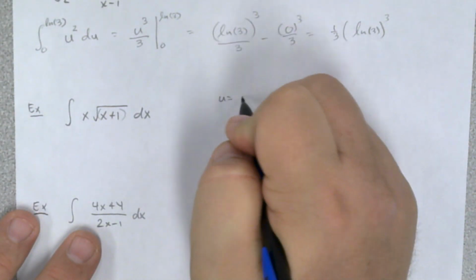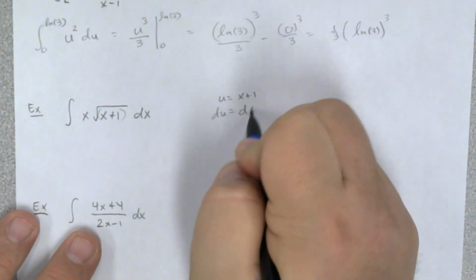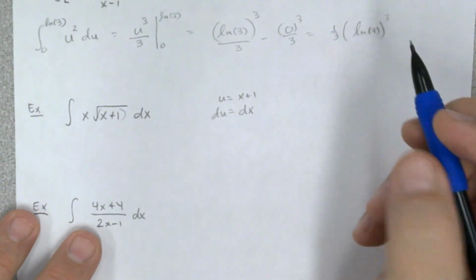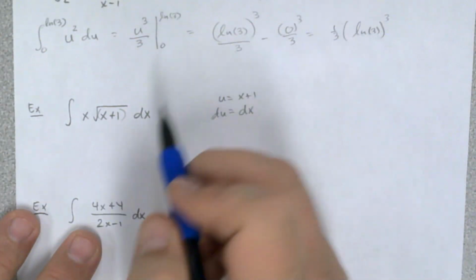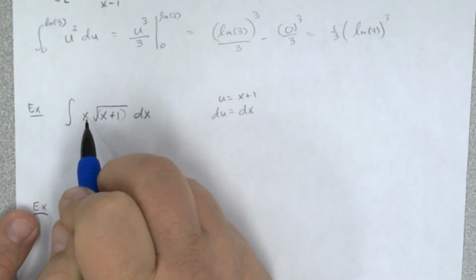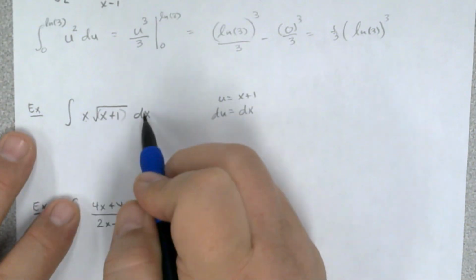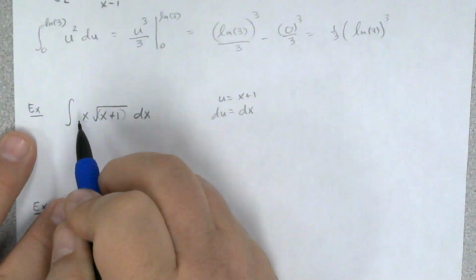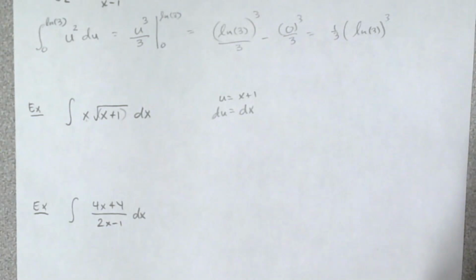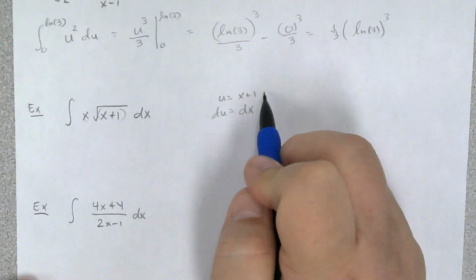So u is going to be x plus 1. So then du is going to be just simply dx. Okay? And so what happens here is I notice, oh, okay, I have that, but what about that? I don't have something for that. I can replace that, but how do I replace that? And so that brings us to this unique situation, an extra variable. How do I deal with it? You can deal with it right here.